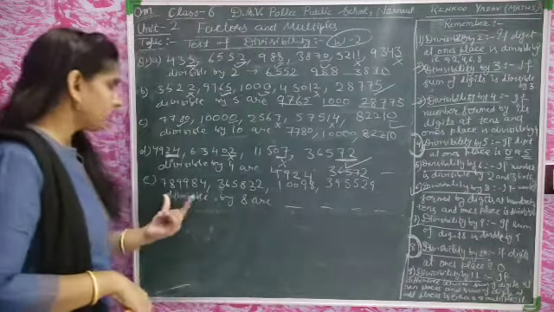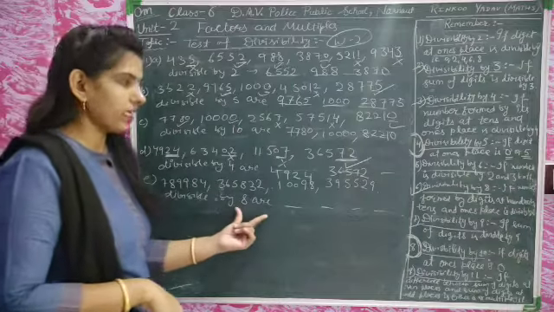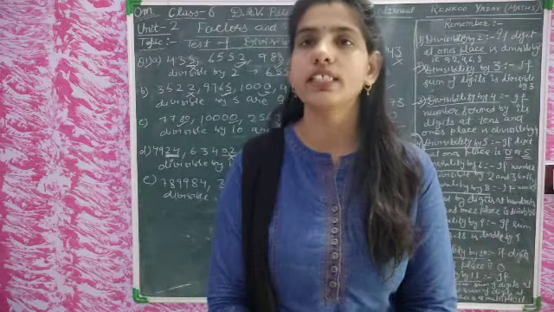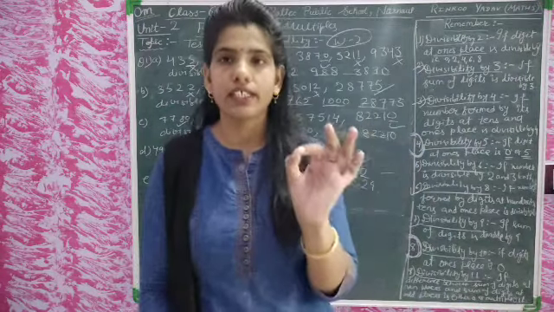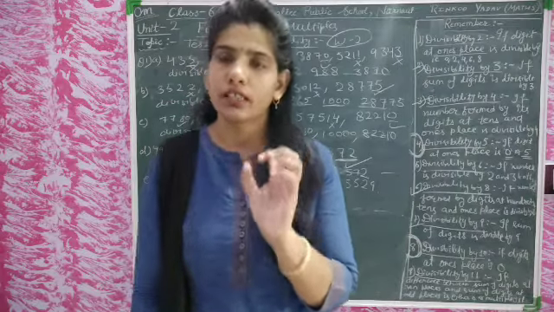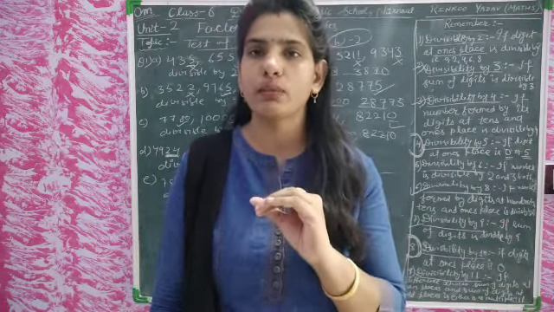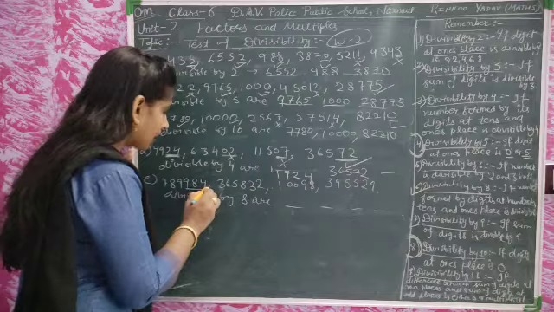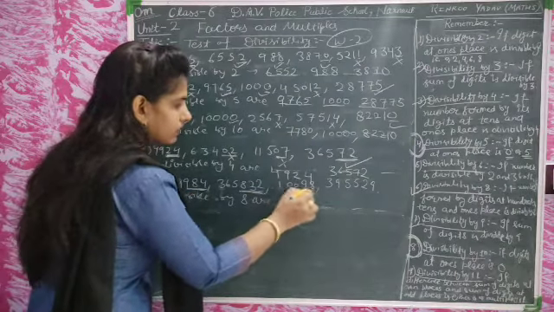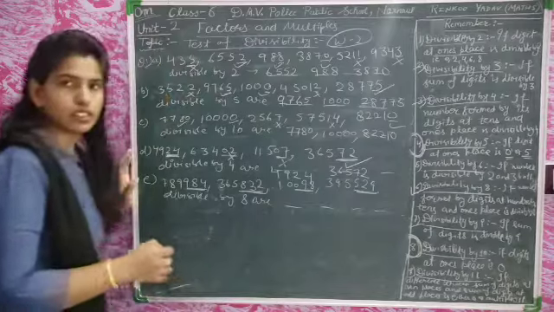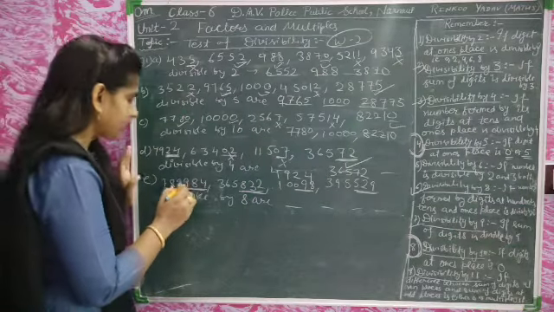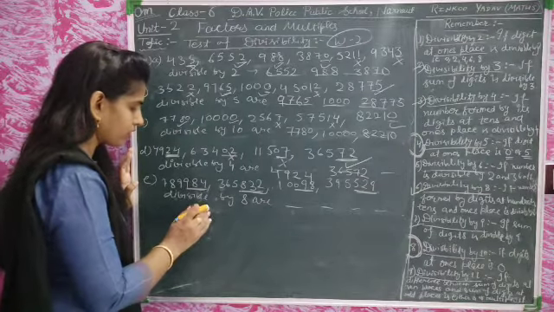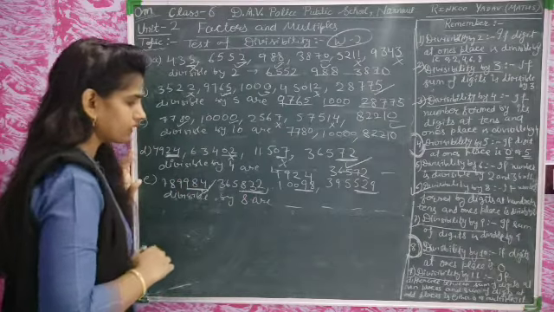Now come to the next point, divisibility by 8. Which numbers are divisible by 8? The test for divisibility by 8 is that the number formed from the hundreds, tens and ones place digits, if divisible by 8, then the whole number is divisible by 8. So let's check the last 3 digits by dividing by 8. 8 1s are 8, 8 2s are 16, 8 3s are 24. It means it is exactly divided, so it is the number.